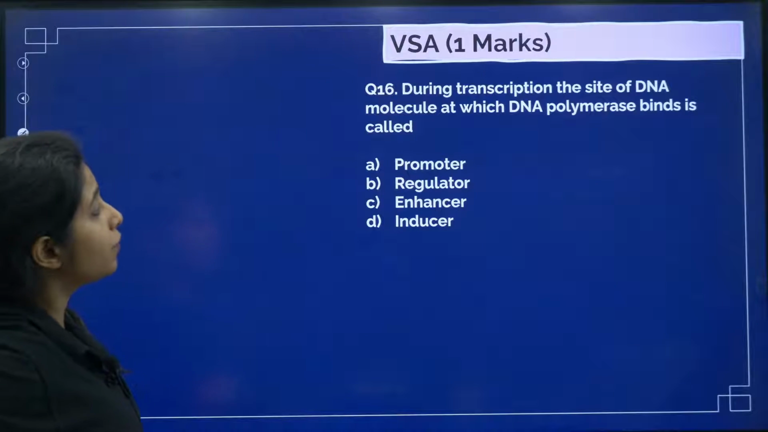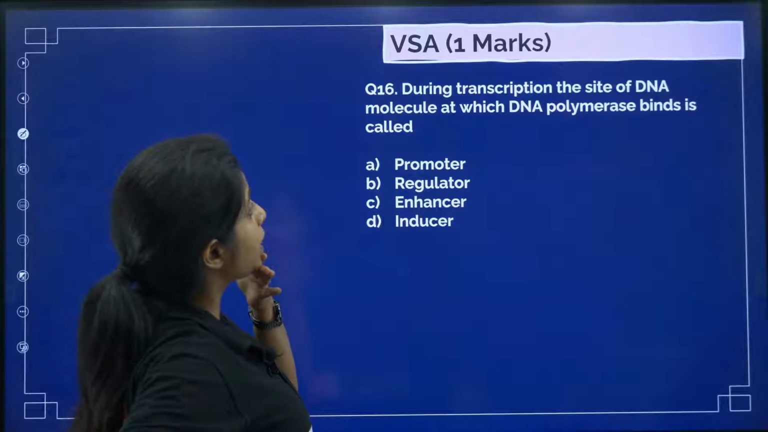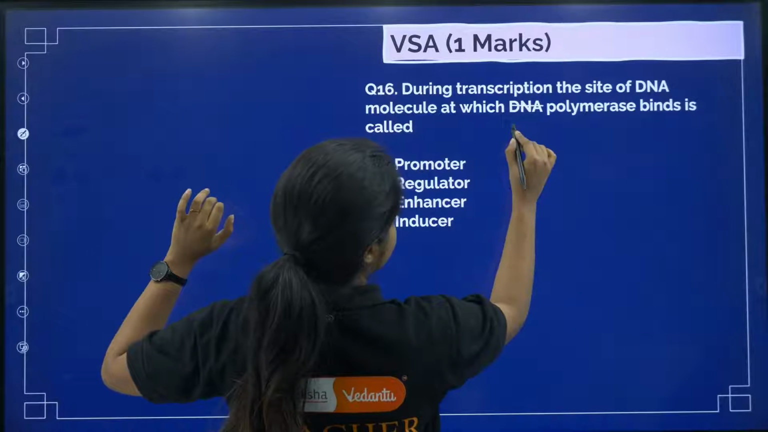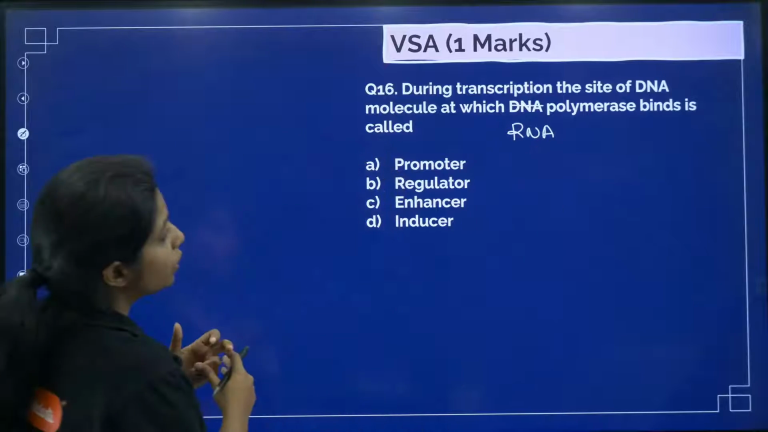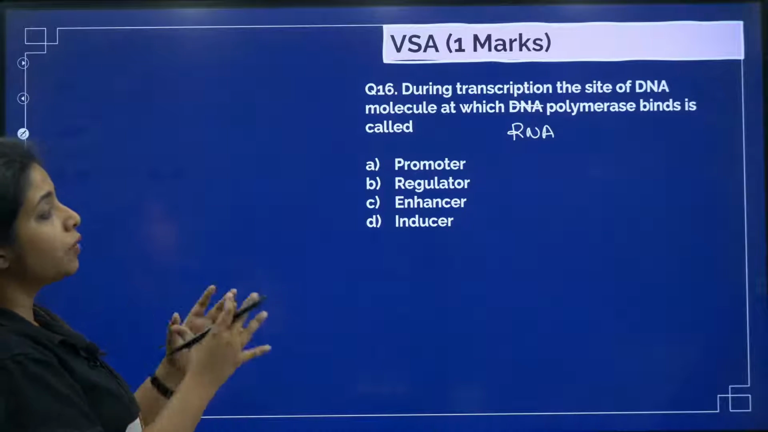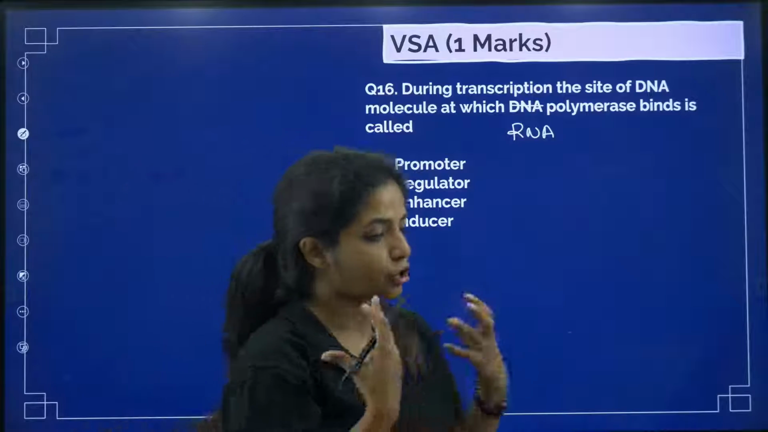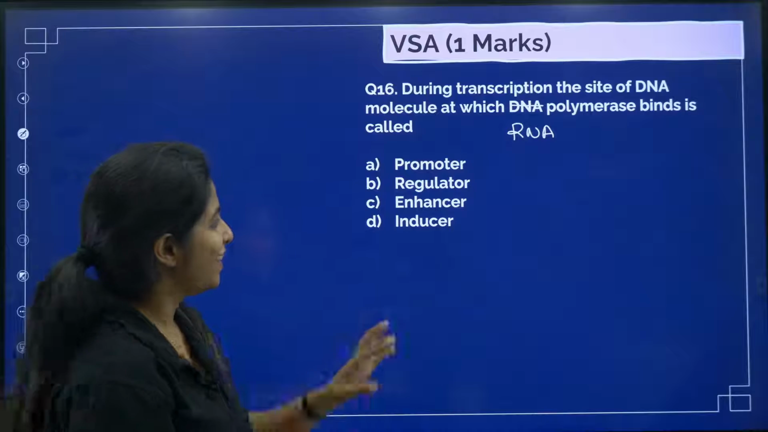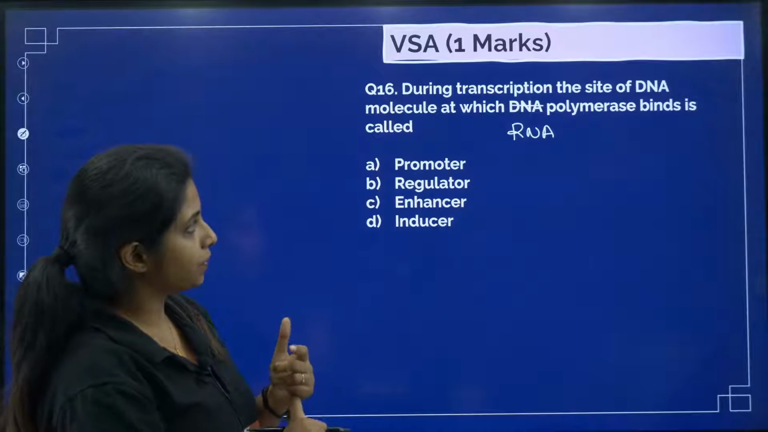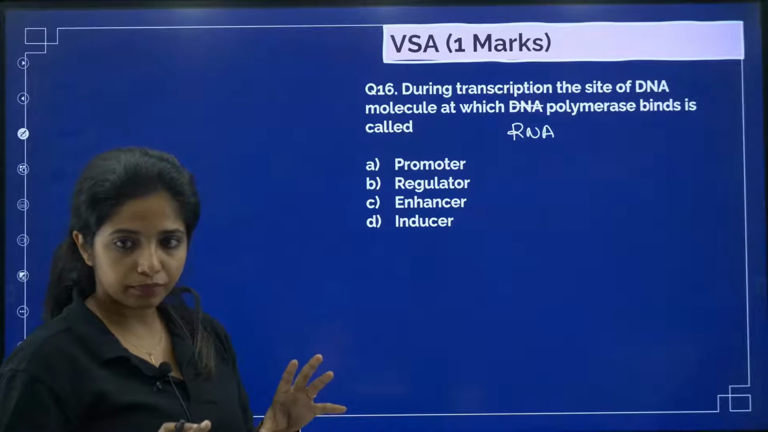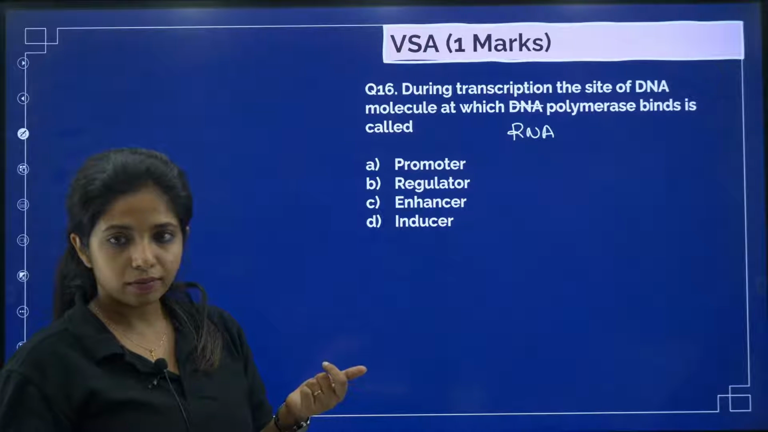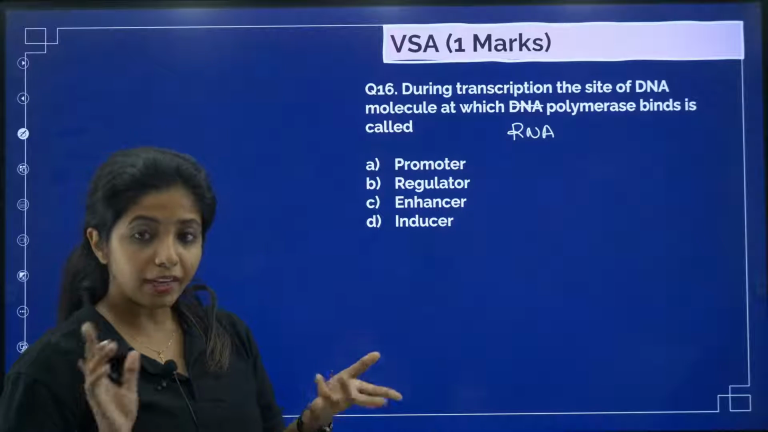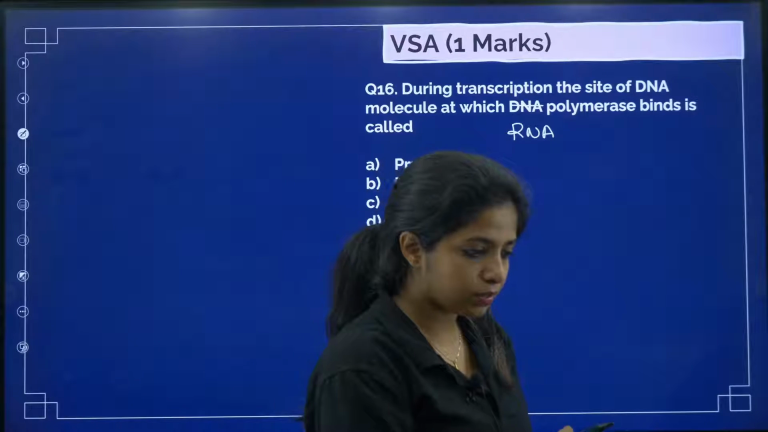During transcription, the site of the DNA molecule at which RNA polymerase binds is called... this is not DNA polymerase, let's make a quick change, RNA polymerase. Can you tell me the answer? A, B, C, D. When transcription is happening, at which site of the DNA molecule does the RNA polymerase bind? What do you call this?